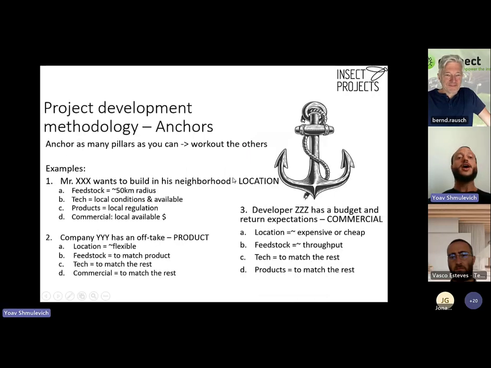Then to finish off, how do we balance all these pillars together? So my recommended methodology is to put anchors in your project development, and I will explain. You try to anchor as many pillars as you can, so you can work out the other pillars. Why? Because we have these 5 pillars, 5 unknowns in the project, and so we have an equation to solve with 5 unknowns. Mathematically, it's very, very hard to solve such an equation. So we try to anchor some of these unknowns and then work out the others.